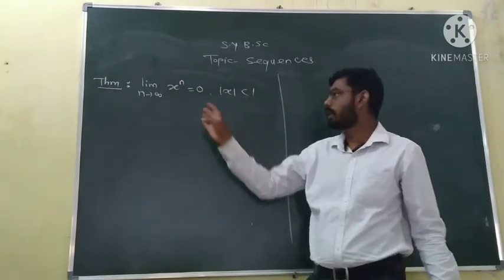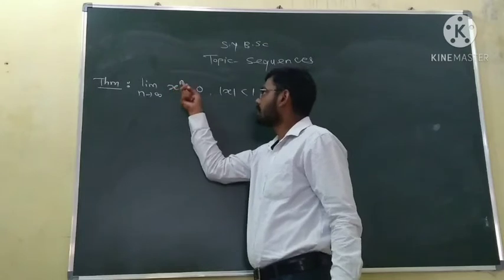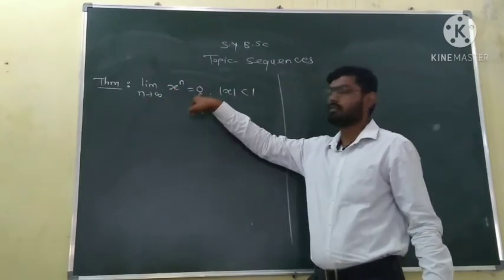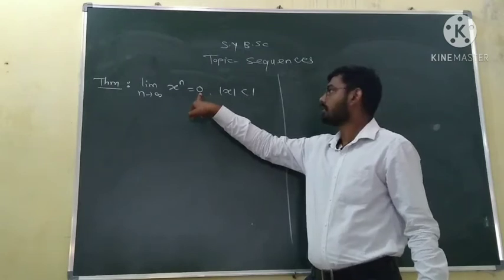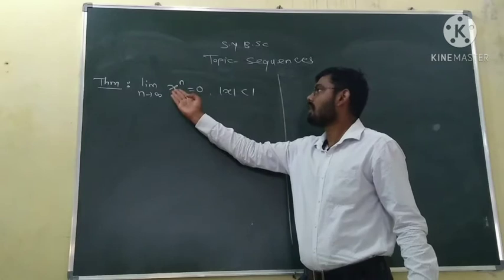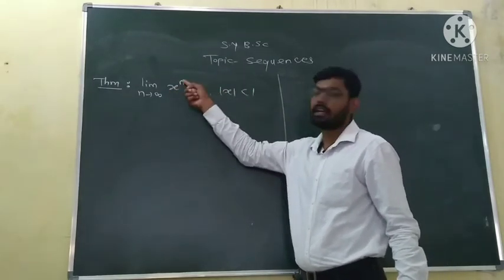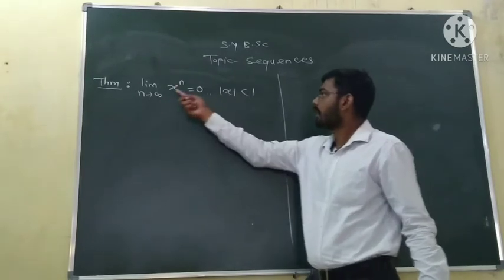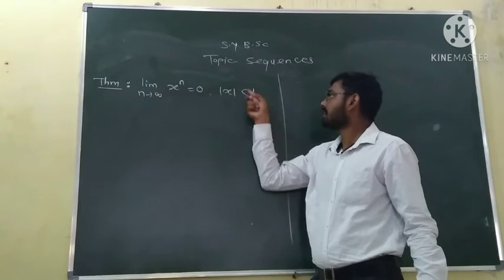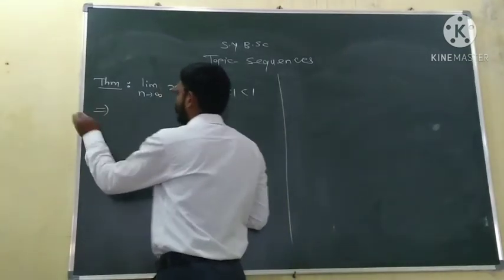Okay, this is a very important theorem: the limit of x to the power n, whenever mod of x is less than 1, as n tends to infinity is equal to 0. Now if x is greater than 1, then the limit will obviously be infinity. So the limit of x to the power n as n tends to infinity is 0 whenever the value of x lies between minus 1 and plus 1, that is, mod of x less than 1. Okay, now this is a very important theorem.